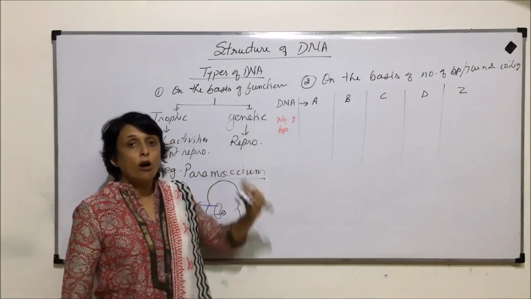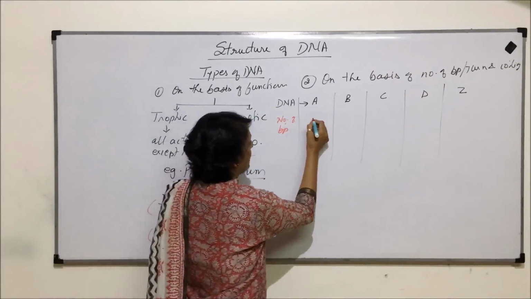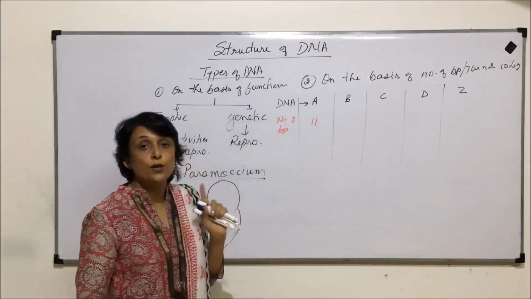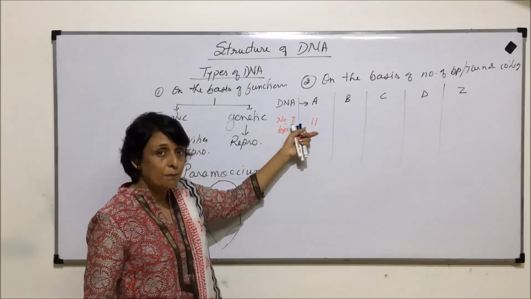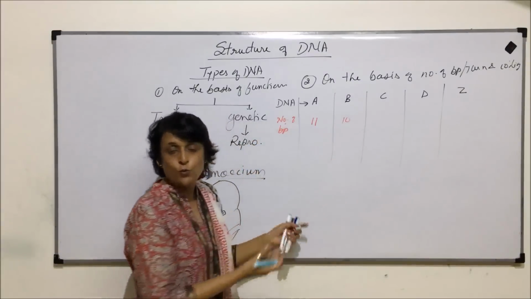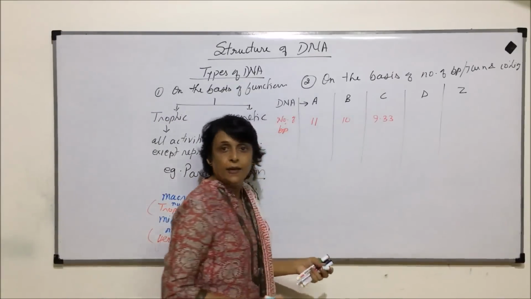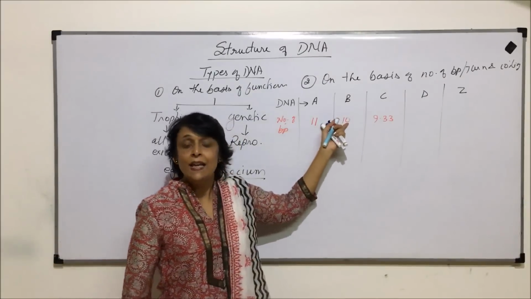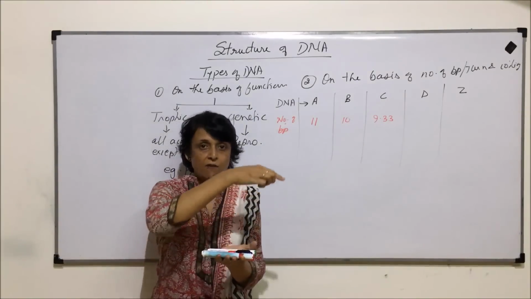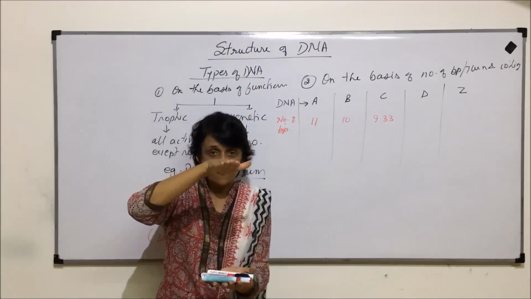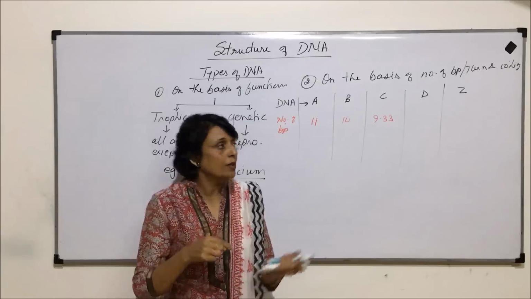We said that the model which was given by Watson and Crick was the B-type DNA. Here, the number of base pairs is 11 per turn. That means when it takes 360, one complete rotation or circle, there are 11 base pairs. The B DNA, which we studied in detail, has 10 base pairs per turn. C has 9.33. Now, what exactly does this mean? We said that if we compare it with a spiral staircase, and if this is step number one, after taking one complete turn, if you come on the upper stair, and if there are 10, then that becomes 10 base pairs. Suppose there are 11 in that one turn, that would be 11.